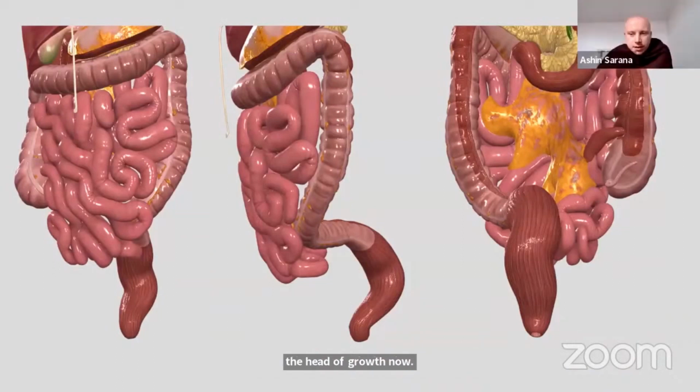So this is the large and small intestine from different views. You see it from front, then from a side, and then from behind.